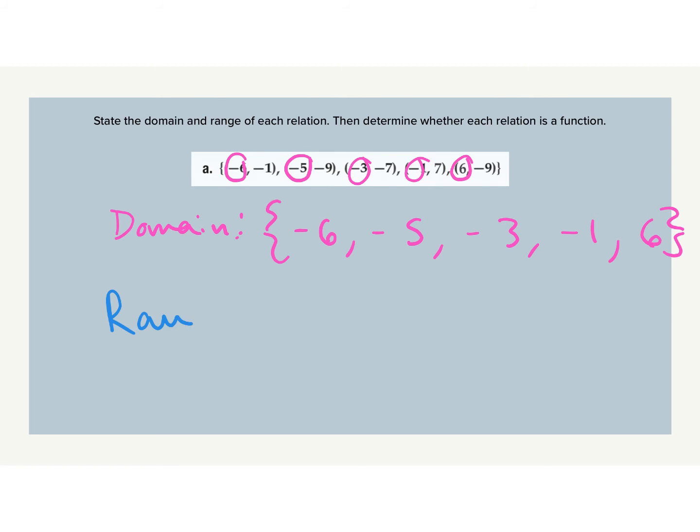Now for our range. Range would be the y values. So what are our y values? Awesome. -1, -9, -7, 7, and -9. -9 repeats. So do I have to write it again? No. Nope. You don't have to write it if it repeats.